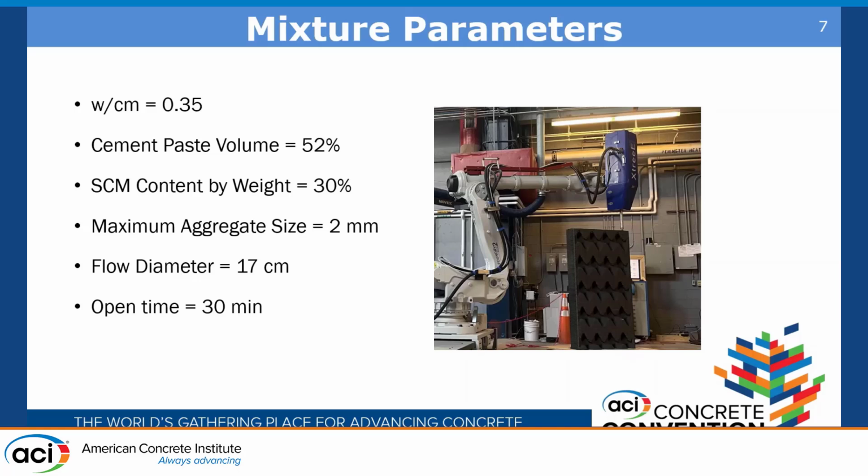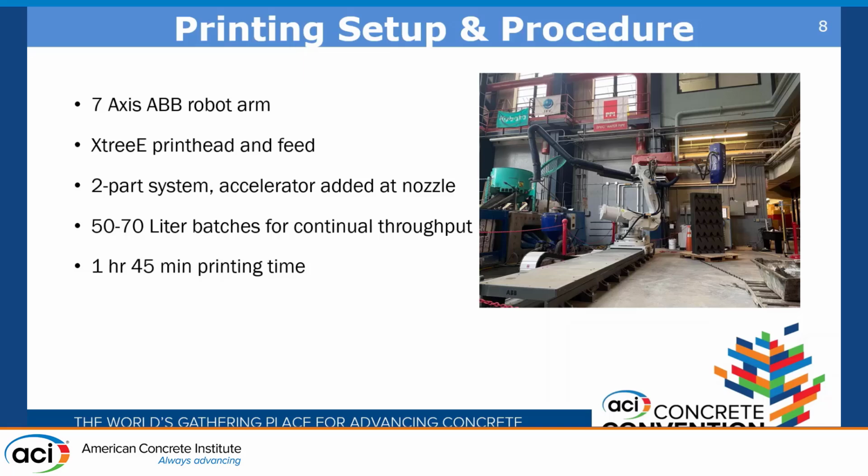Both of these are very important, as they are necessary in order to flow through our entire system, which I will now show. Our full system consists of a 7-axis ABB robot arm with an X-tree print head and feed equipment attached. So mixing starts here at this drum mixer, moves into this shearing vane, which then, as it waits to then be pumped through our hoses up to our nozzle, and then placed for deposition.